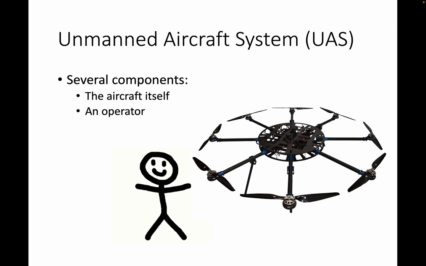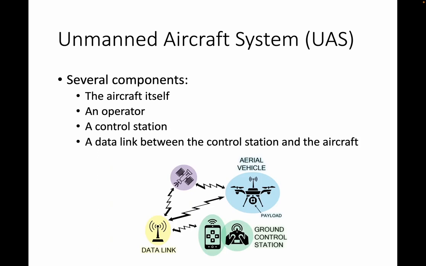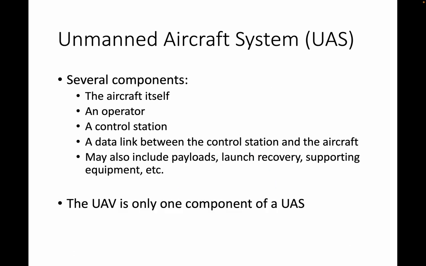In particular, there are people called visual observers, who watch the drone to make sure that nothing unsafe or dangerous is happening, perhaps to make sure that there are no people underneath the drone. So there may be more than one person on a drone system. There's also a control station, which is controlling the drone, perhaps communicating with GPS satellites, and a data link between the control station and the aircraft. These are all part of the unmanned aircraft system. It may include payloads, launch and recovery. A lot of drones will use parachutes to make sure that they can't fall on top of someone. So this UAV, the drone itself, is only one component of a UAS.